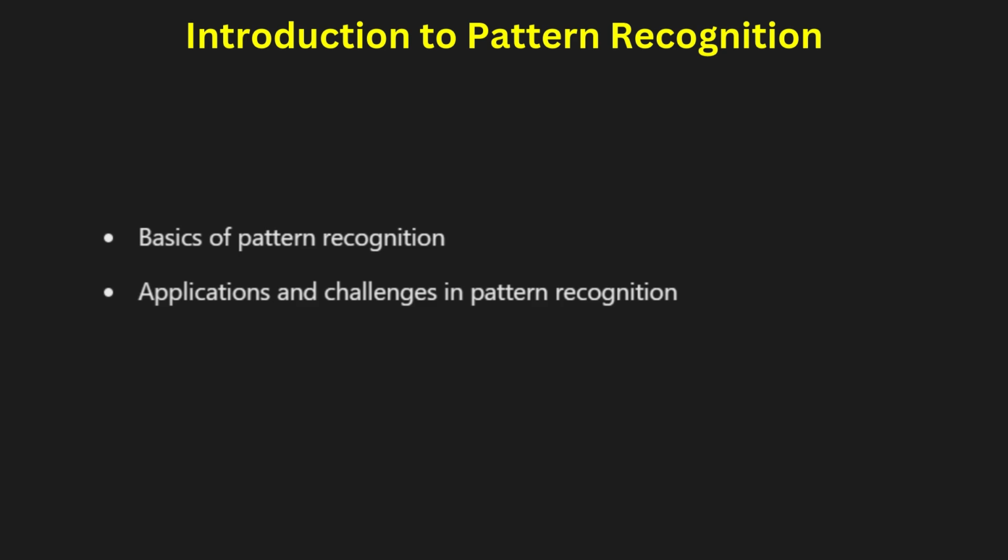So, introduction to pattern recognition. Pattern recognition is the process of identifying and classifying patterns in the data. It is widely used in image processing, speech recognition, and medical diagnosis. The goal is to train machines to recognize patterns, just like humans do. It can be broadly classified into supervised, unsupervised, and semi-supervised learning. Supervised learning uses labeled data, while unsupervised learning deals with unlabeled data for clustering and pattern discovery.